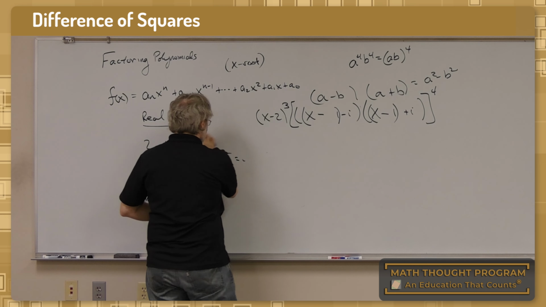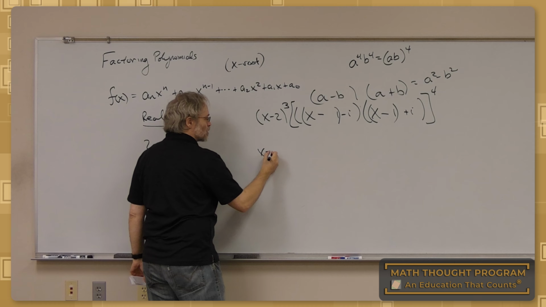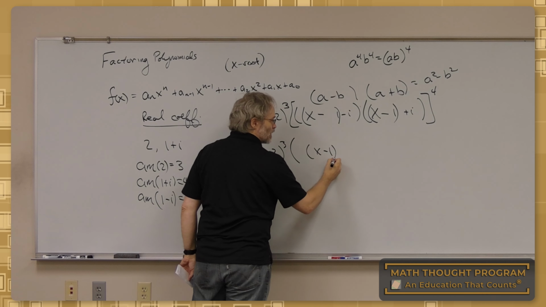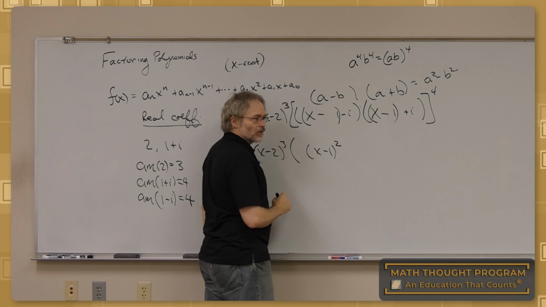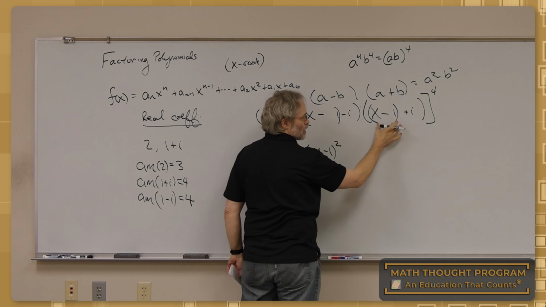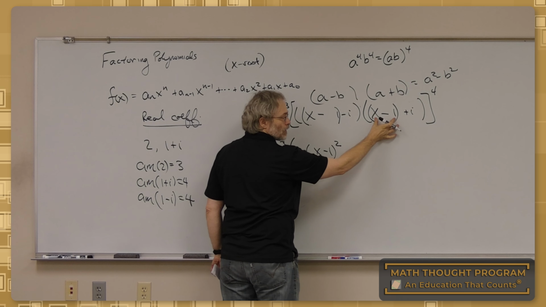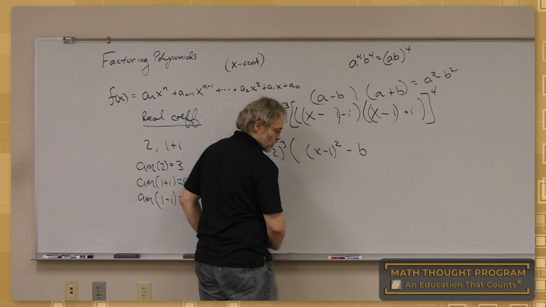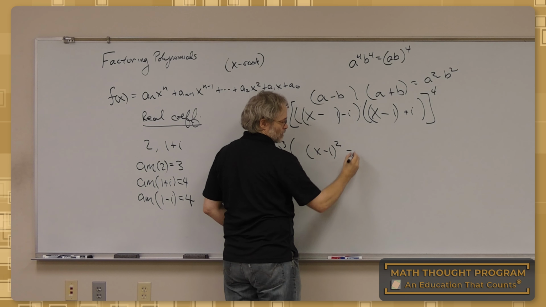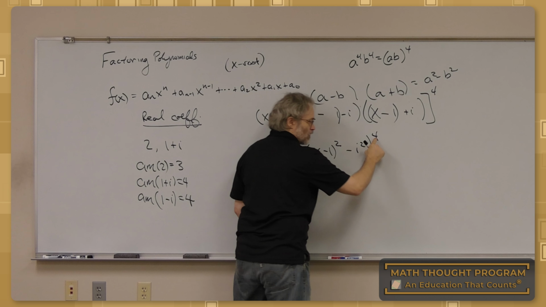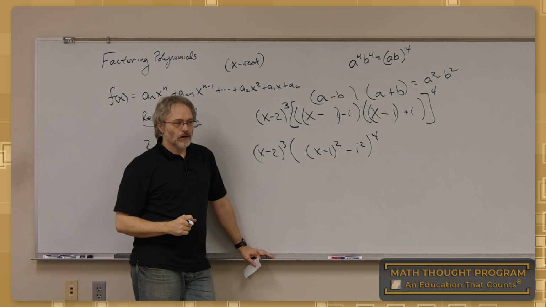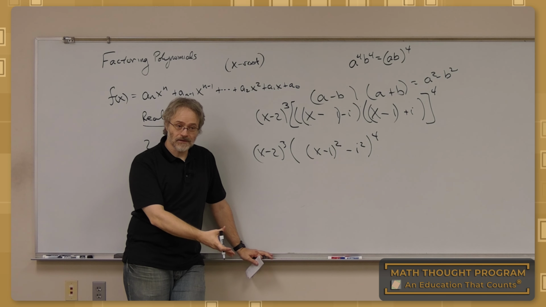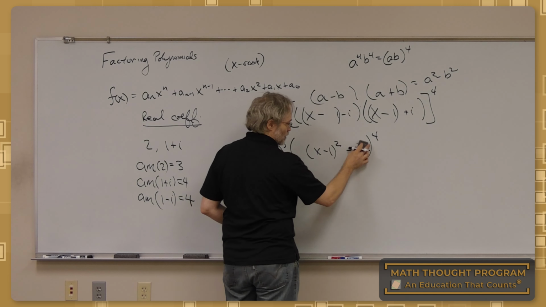So when I go through this process, we'll have x minus 2 raised to the 3rd power. We'll have x minus 1 squared. Because again, take the a, and this is a, minus, take the b, and square it. And again, b is going to be i. Don't forget about the 4th power. And what happens when I see an i squared? I replace it with -1.